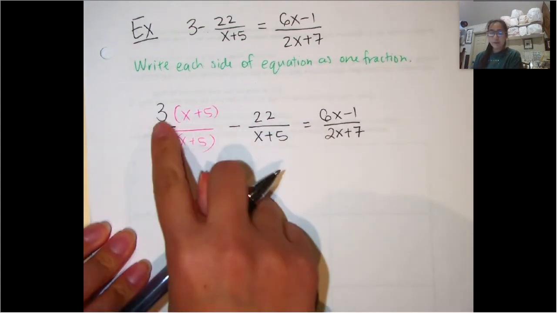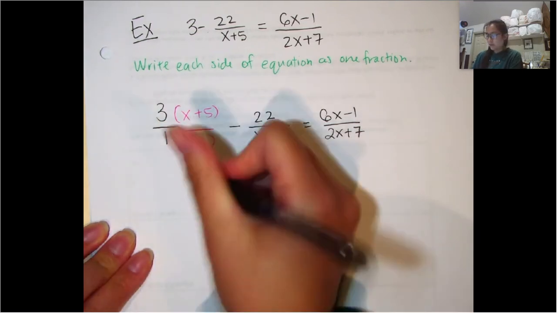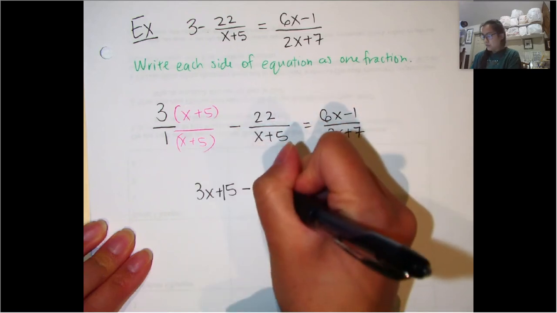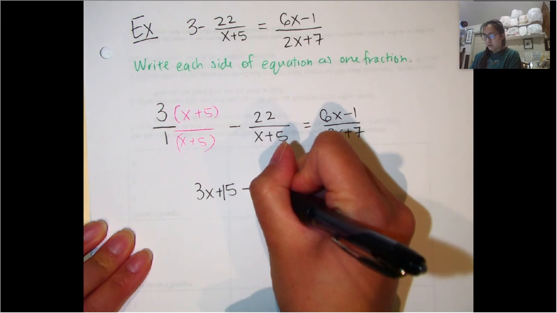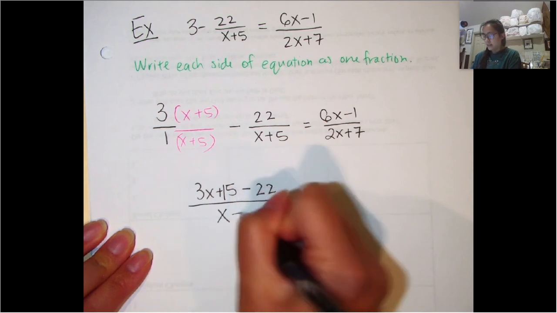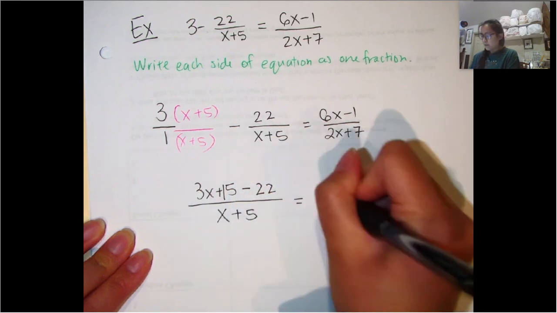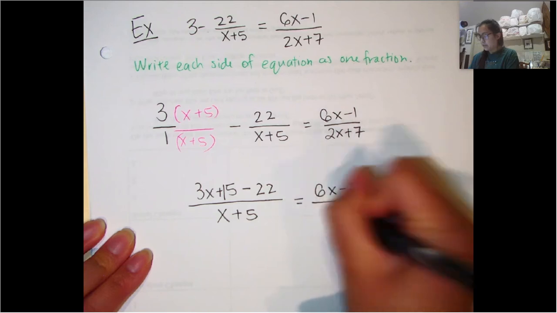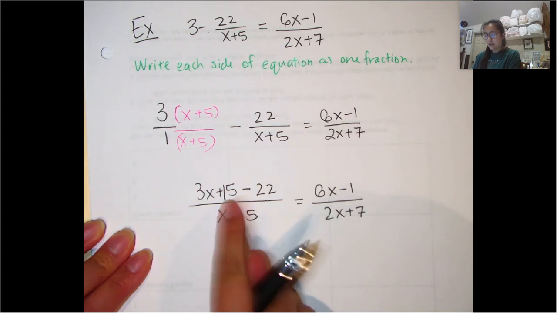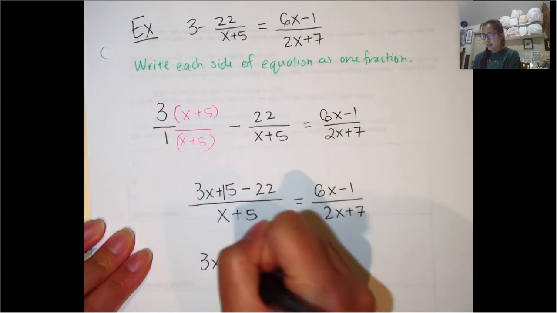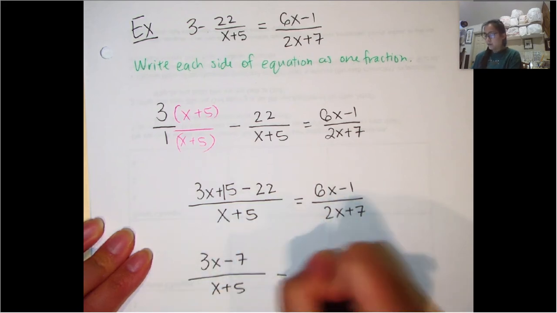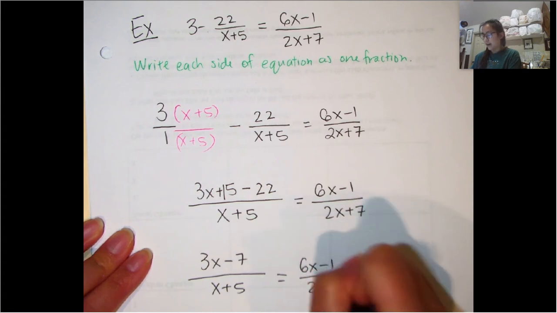Okay, so we distribute the 3 into the x plus 5, so we have 3x plus 15 minus 22, all over x plus 5, and that equals 6x minus 1 over 2x plus 7. So let's simplify this 15 minus 22. We have 3x minus 7 over x plus 5 equals 6x minus 1 over 2x plus 7.